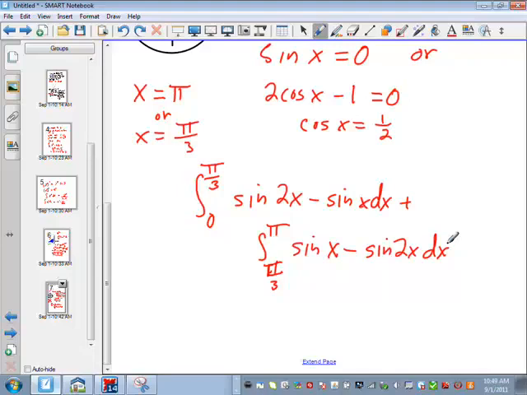Right. So antiderivative of sine 2x, antiderivative of sine. We should just be able to have these cold now.